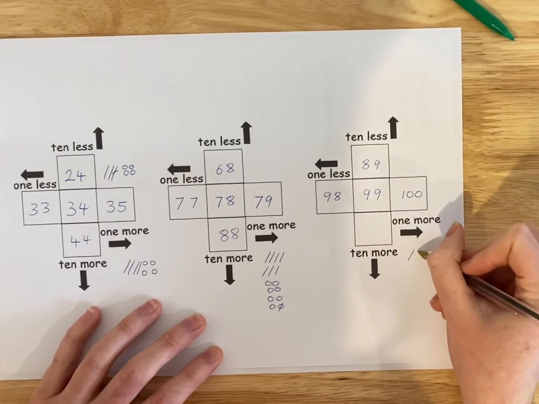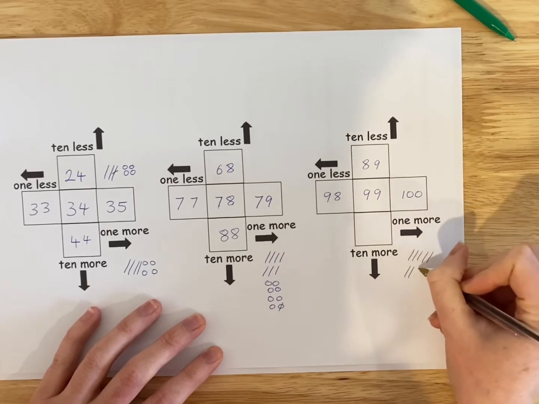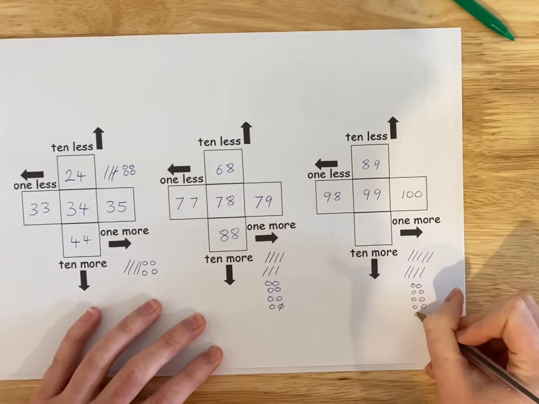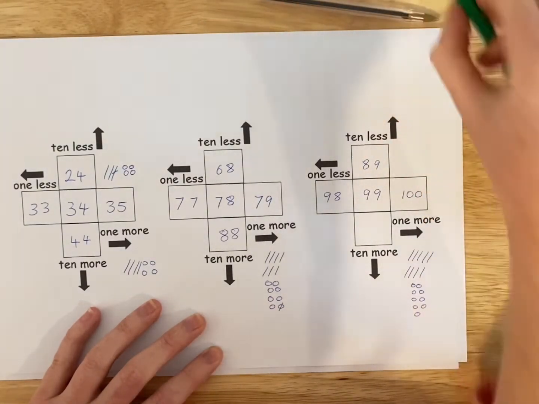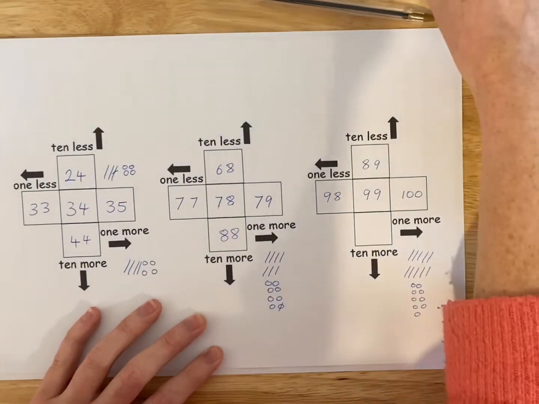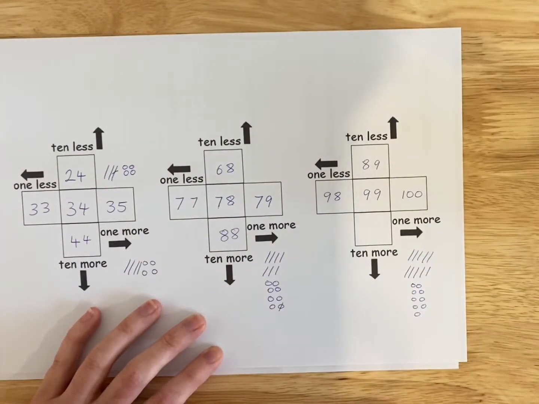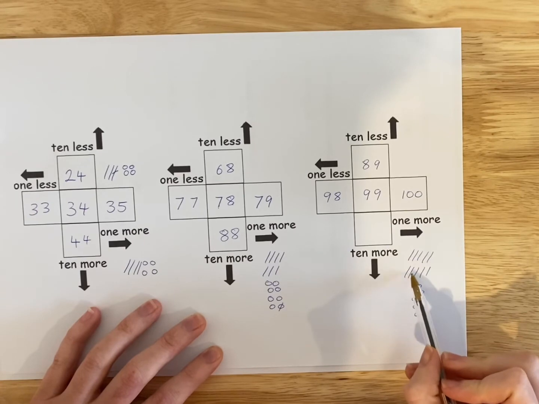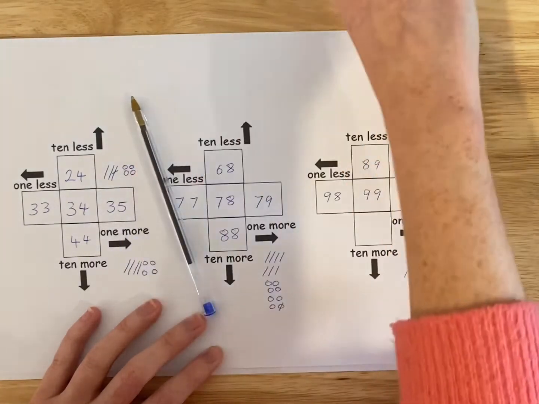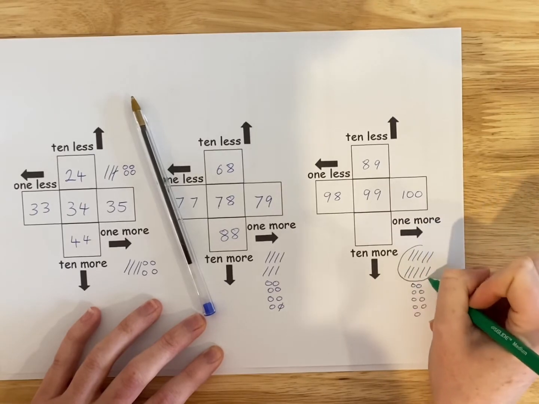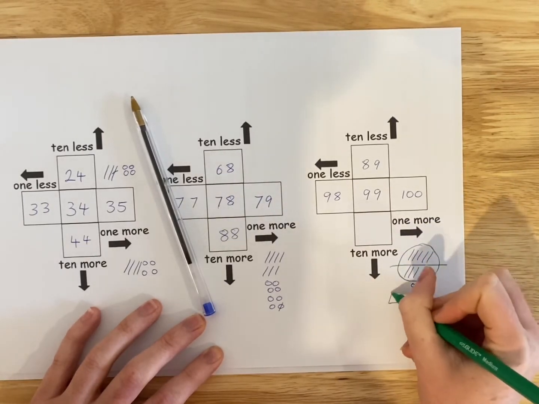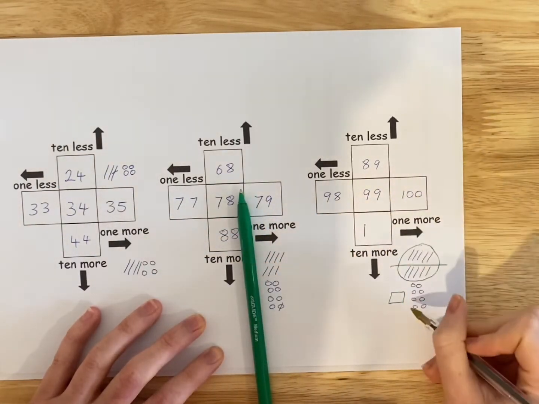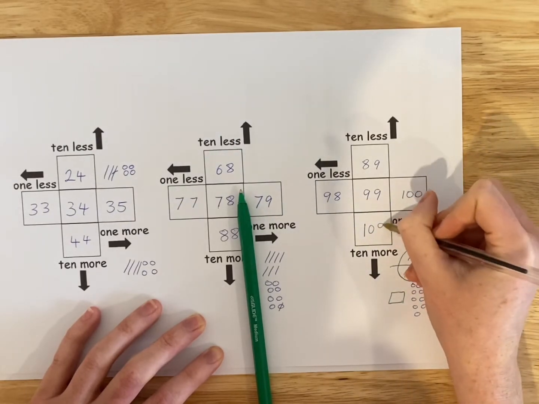So if I had 10, 20, 30, 40, 50, 60, 70, 80, 90, 9, add another 10. Well, what we can then do is regroup the 10 tens for 100. 10, 20, 30, 40, 50, 60, 70, 80, 90, 100. We can regroup all of those 10 tens for 100. We can say that we have 100, no tens, and 9 ones.